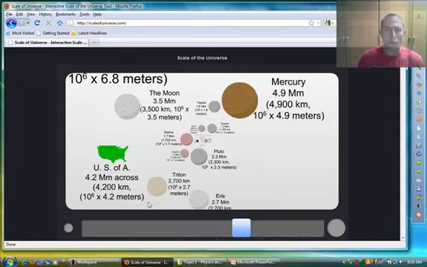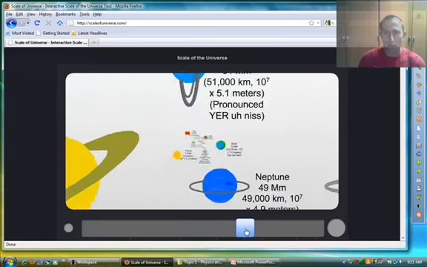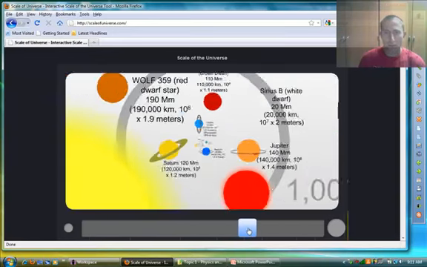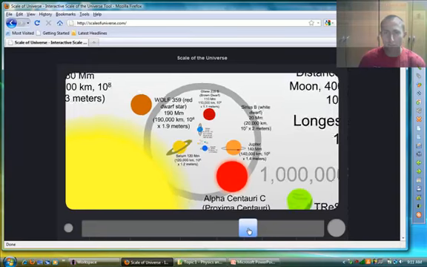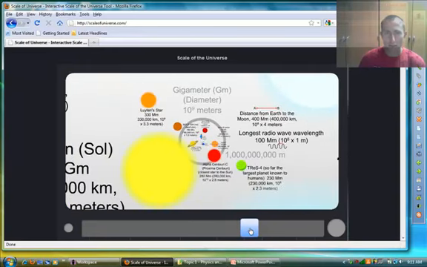Mercury. Here's our moon up here on the upper left, about 3.5 megameters. Our moon, you can see, is bigger than Pluto. It's about the same diameter as the U.S. is across, a little bit smaller. And some of the other moons from other planets. Then we get to the actual planets and the sun.